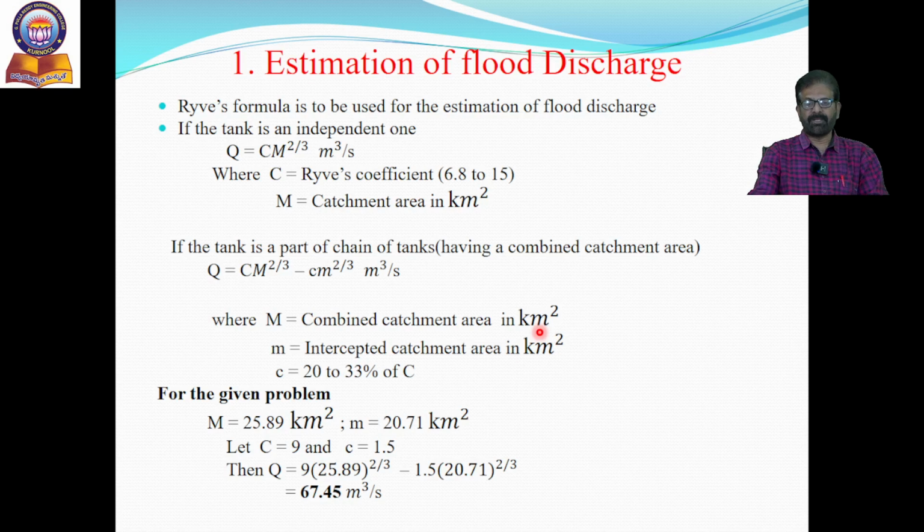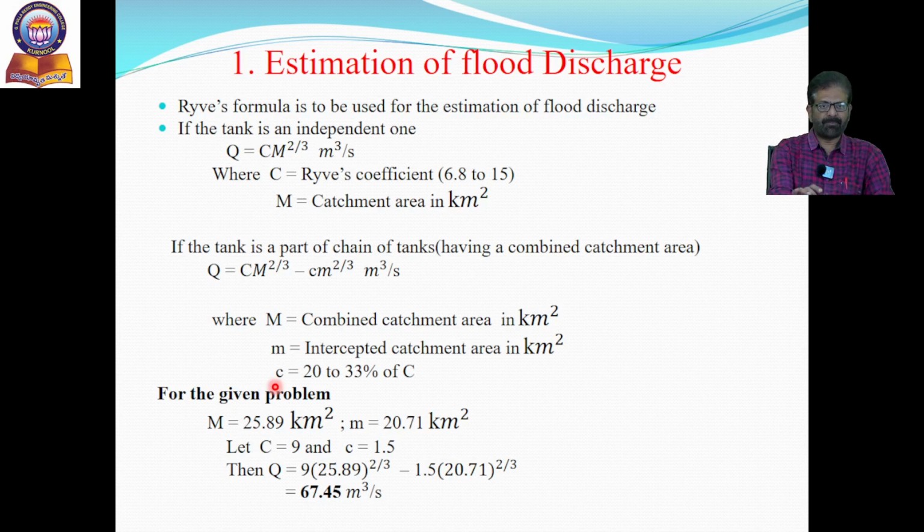Intercepted catchment area means the catchment area pertaining to tanks above the tank under consideration. So that has to be subtracted. That's why carefully observe combined catchment area and intercepted catchment area. And small c is the Ryves coefficient. It is a modified coefficient. It may be 20 to 33%, that means 1/5 to 1/3 of capital C. Like that we have to assume. Once you assume the capital C value in the range of 7 to 15, from which we can easily determine the small c value also.